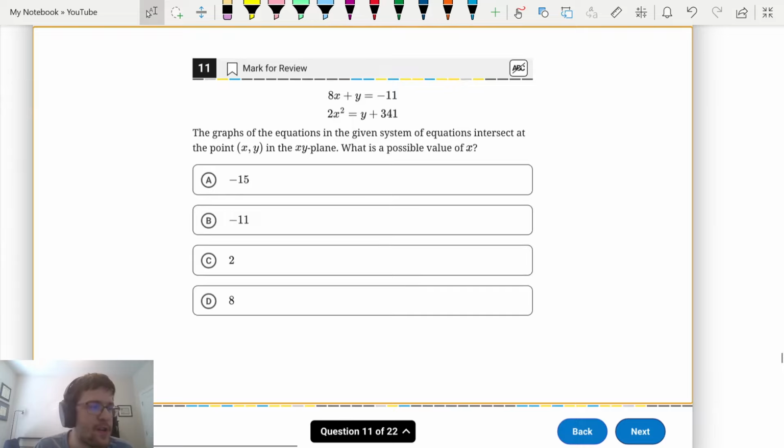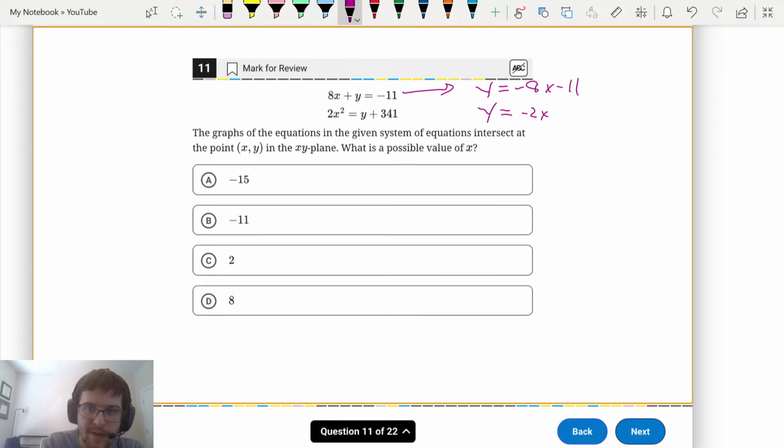Okay, so this is another linear quadratic system. What I like to do is get y by itself and then set them equal. So I'm going to make this one y equals negative 8x minus 11. And I'm going to make this one y equals negative 2x squared plus 341. And now I'm just going to set them equal. No, I take it back. I'm going to make it 2x squared minus 341. Subtract the 341 to the other side. Yeah, that's what I wanted.